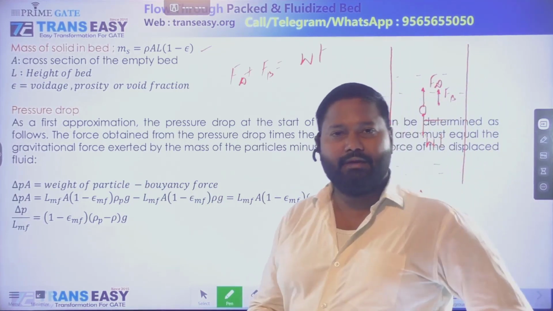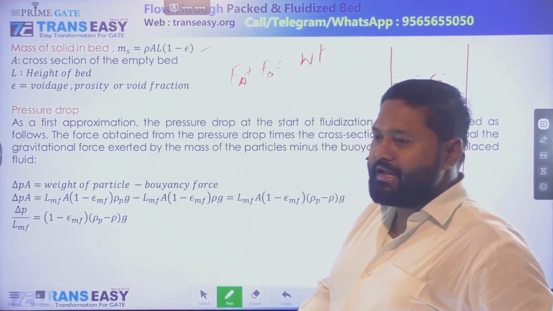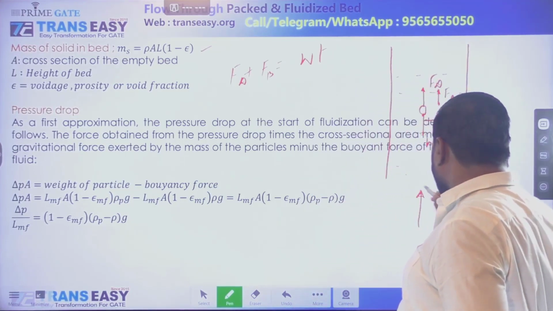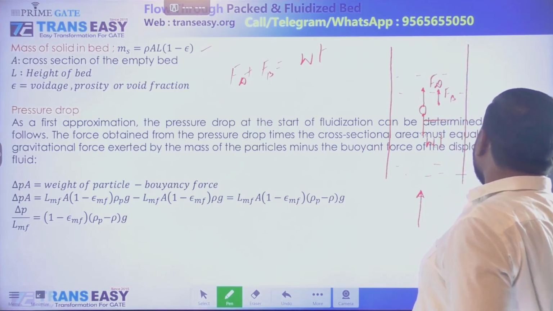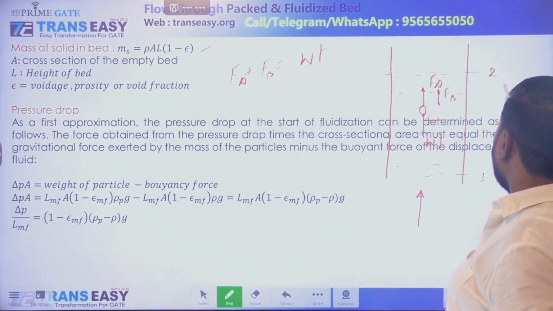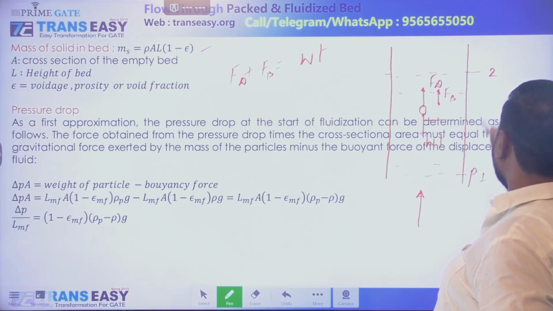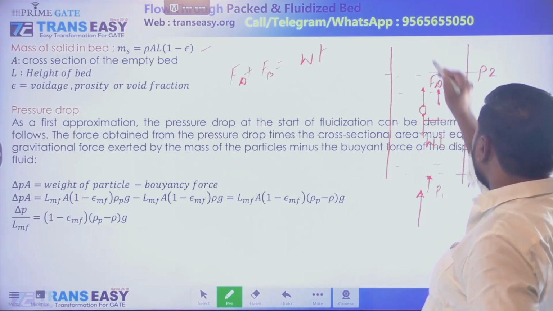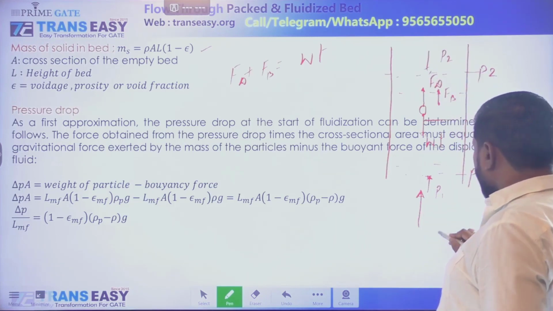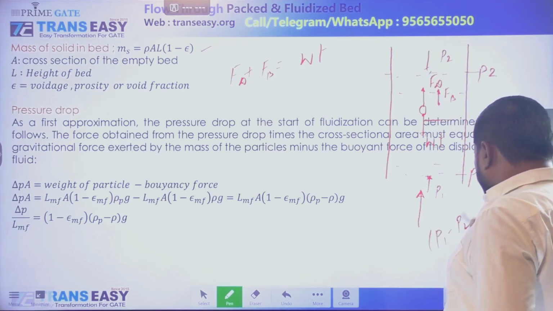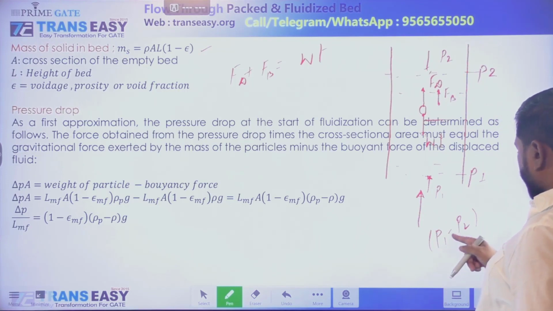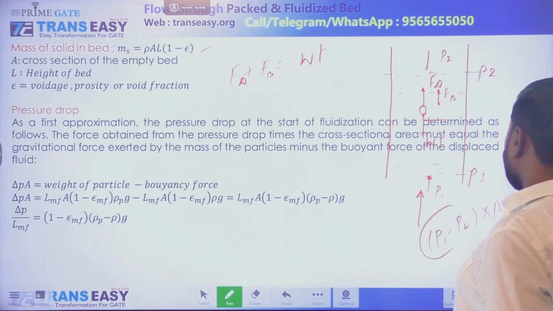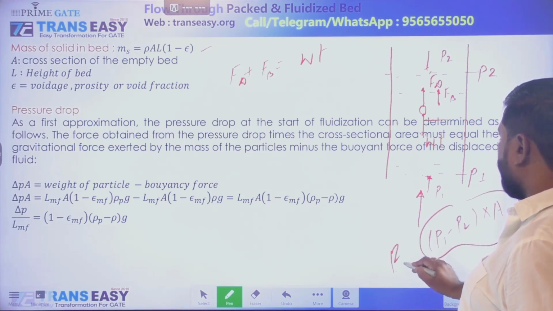Drag force is very simple to calculate. Drag force is calculated by knowing the pressure drop of the flowing fluid. At the top pressure is P1 and at the bottom pressure is P2, right? So P1 minus P2 is the pressure drop of the flowing fluid. P1 minus P2, the pressure drop, times the cross sectional area, this is the drag force.